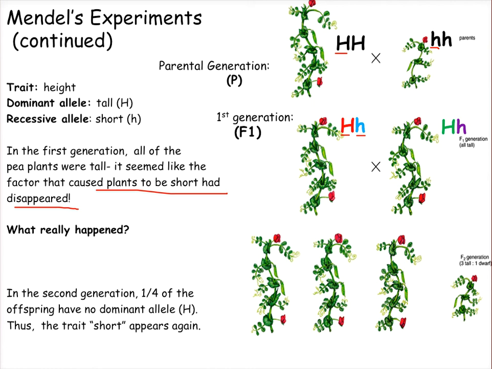Now, since the dominant allele will mask the recessive allele, in all of these cases, these are going to appear tall. Even though they're carrying inside their DNA an allele to be short, that allele is recessive. And so every single offspring that will be made will be tall.